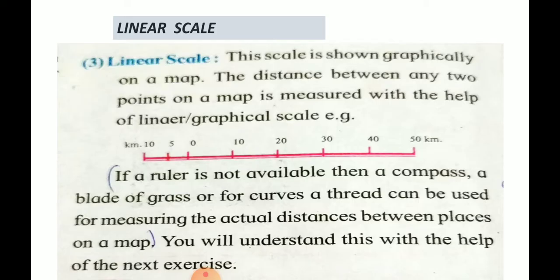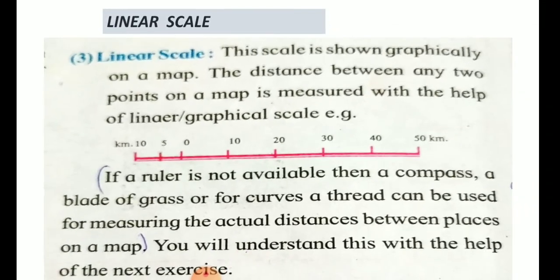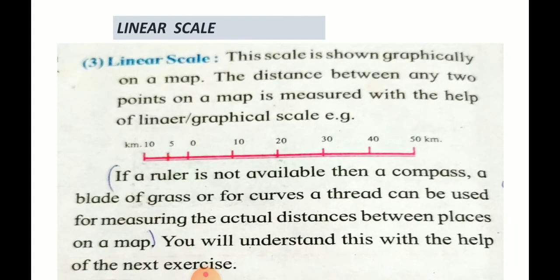So the linear scale, this is from your textbook. The scale is shown graphically on a map and the distance between any two points on the map is measured with the help of a linear or graphical scale. If a ruler is not available, what can be taken? A compass can be taken, or a grass also can be taken for the curves, or the thread also can be used for showing the curves on the map.